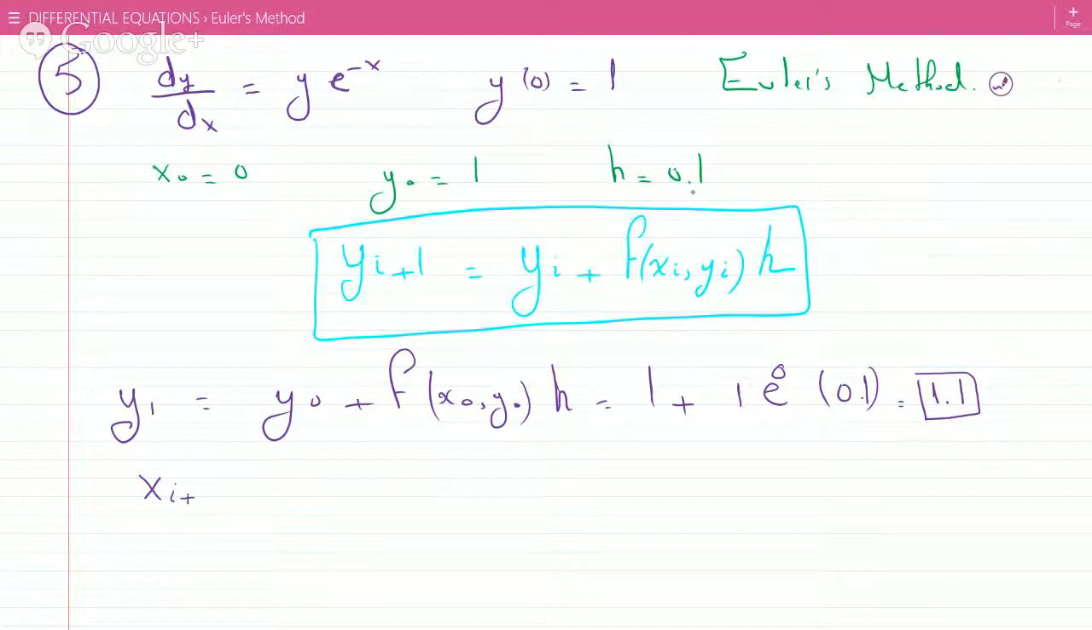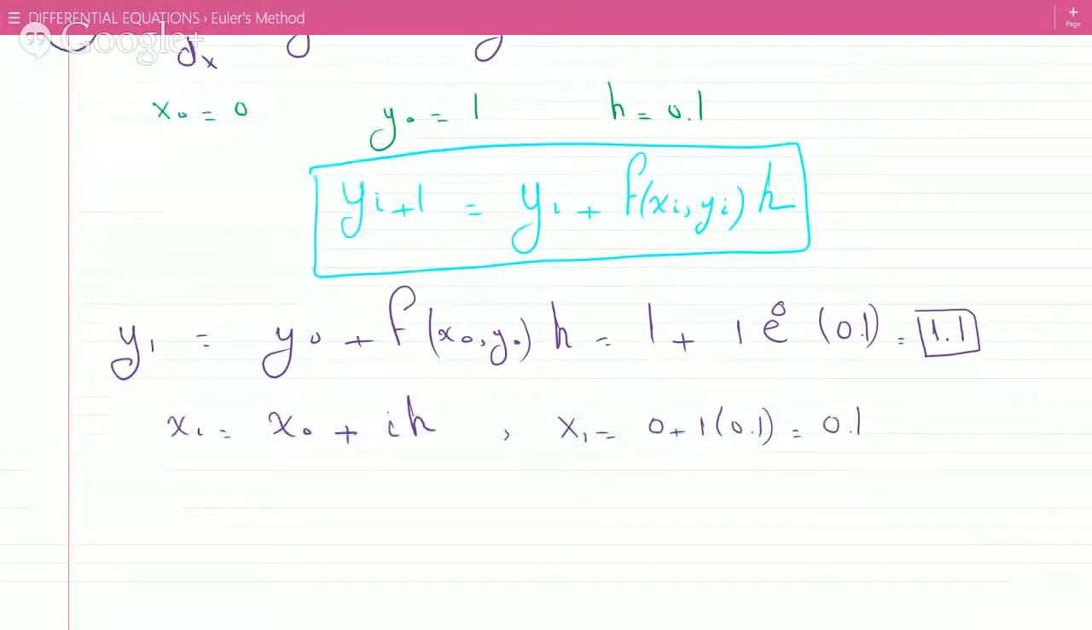And you can always find your next x by doing, maybe a less confusing way to write it, xi is your x0 plus ih. So if I'm finding x1, it's x0, which is 0, plus 1 times 0.1. So the next x is 0.1. And from that, I could find y2. So y2 will be 1.1 plus the derivative evaluated at x1 and y1.